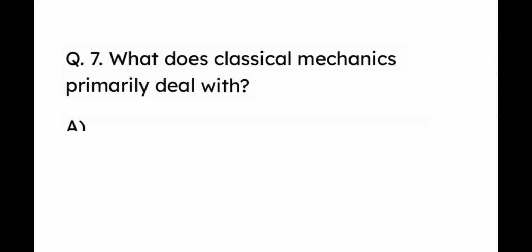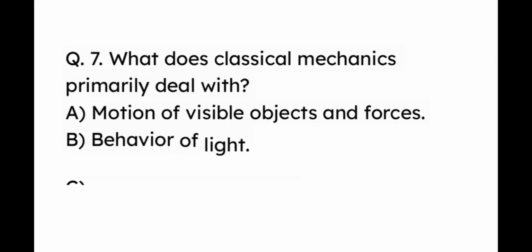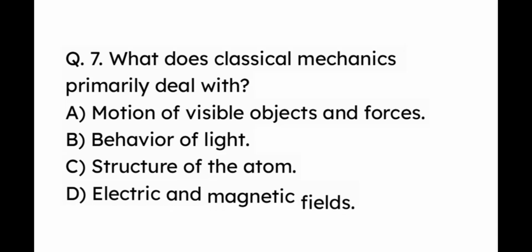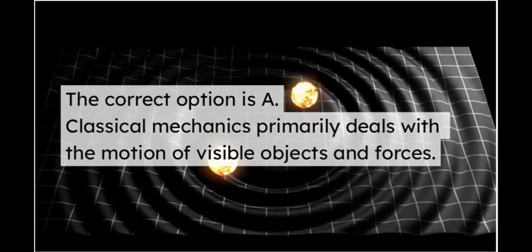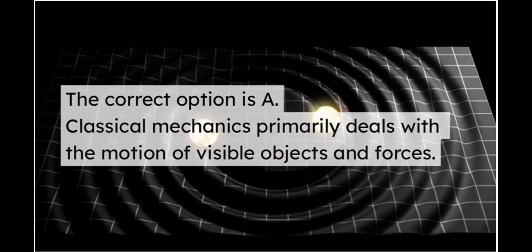Q7. What does classical mechanics primarily deal with? A. Motion of visible objects and forces. B. Behavior of light. C. Structure of the atom. D. Electric and magnetic fields. The correct option is A. Classical mechanics primarily deals with the motion of visible objects and forces.